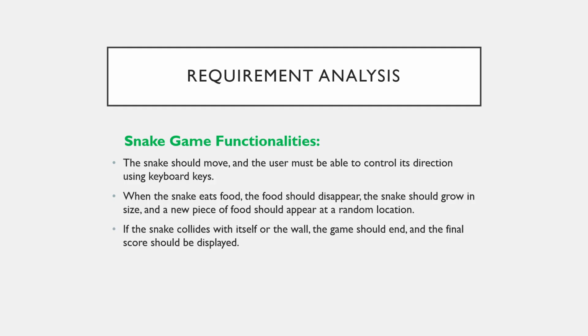So first of all, we have to do requirement analysis. These are the functionalities which a snake game should have to be good software. The snake should move and the user must be able to control its direction using the keyboard's keys. When the snake eats food, the food should disappear. The snake should grow in size and a new piece of food should appear at a random location. If the snake collides with itself or the wall, the game should end and the final score should be displayed.